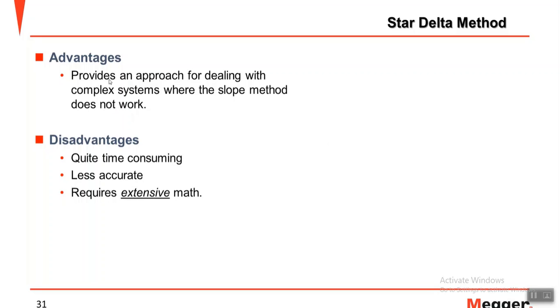The advantage is that it provides an approach for dealing with complex systems where the slope method does not work. But the disadvantage is that it is quite time consuming, especially because there are many calculations and many math formulas. You need to calculate every single formula, and it is less accurate compared to the fall of potential method, which is more reliable and accurate. It also requires extensive math, which is another disadvantage of this method.